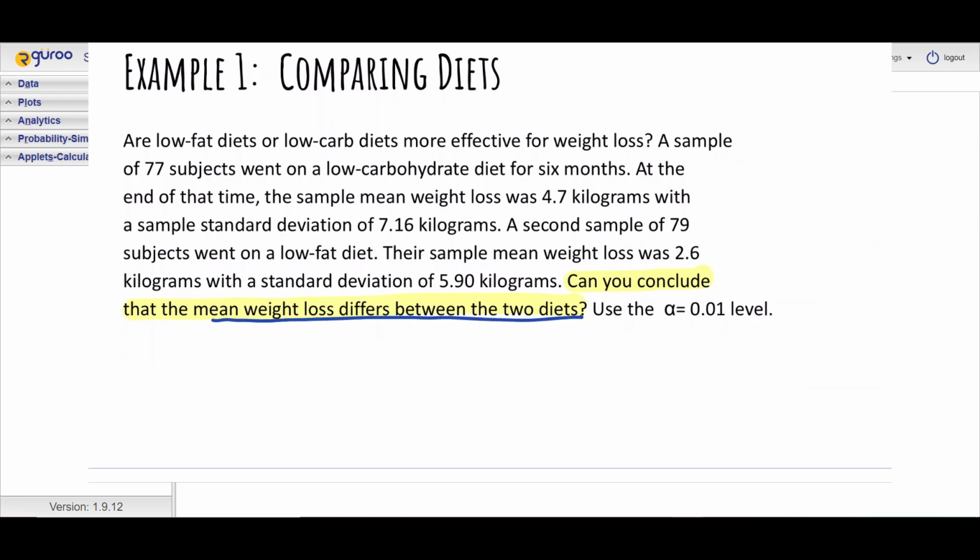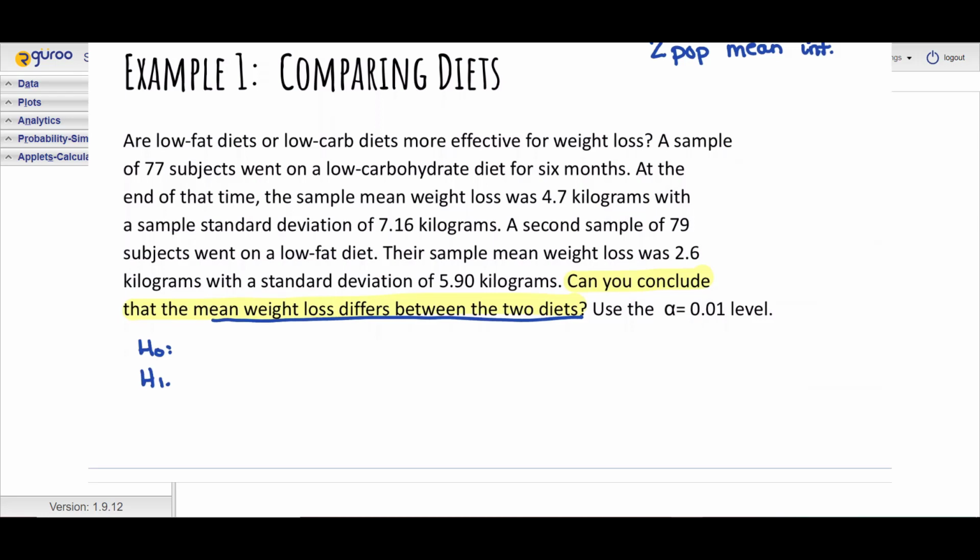So one big clue that this is a 2 population test is that they took a second sample. A second sample was taken. So we're testing the means. So this is going to be a 2 population mean inference. All right. And so we're going to start by writing our null and our alternate statement.